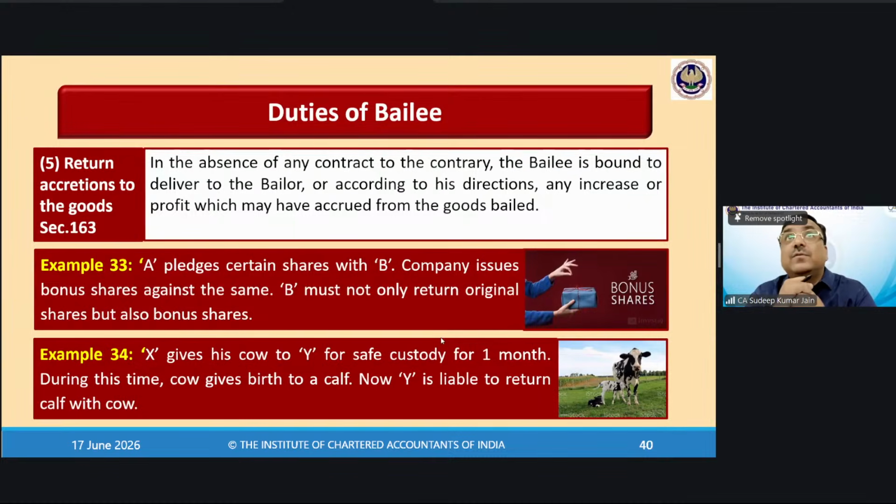See example 34. X gives his cow to Y for safe custody for 1 month. During this time, cow gives birth to a calf. Now Y is liable to return the calf and cow.